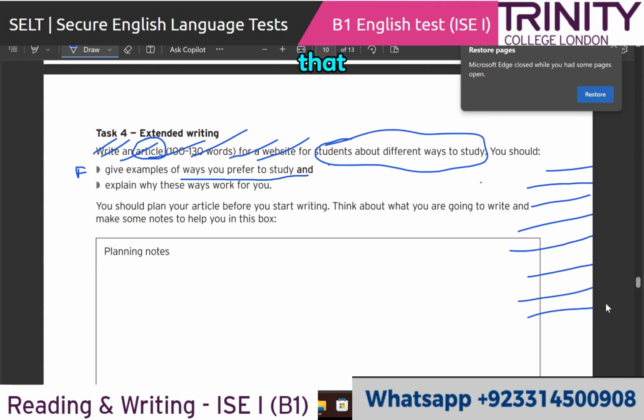There are different ways that you use for studying, right? You will just put a semicolon here, and after that you will put the different ways you like to study. Any confusion?